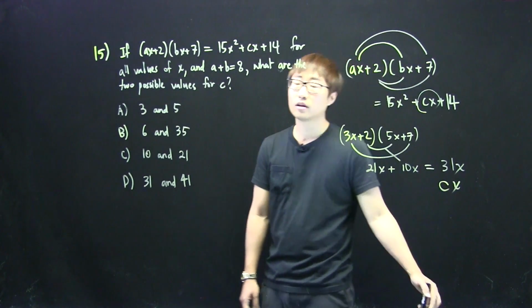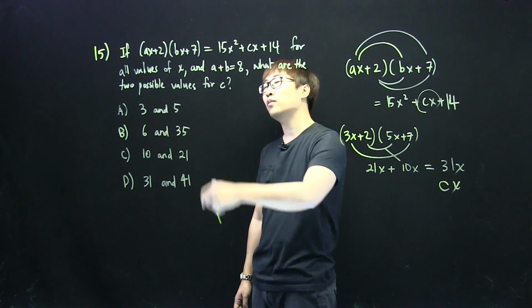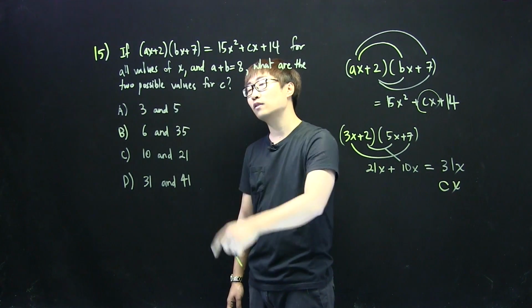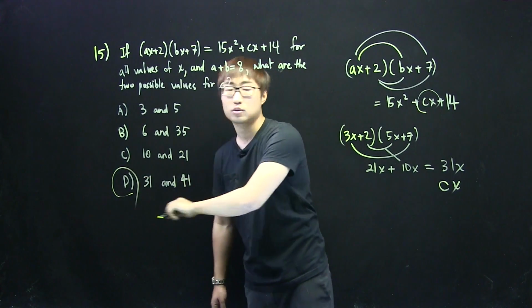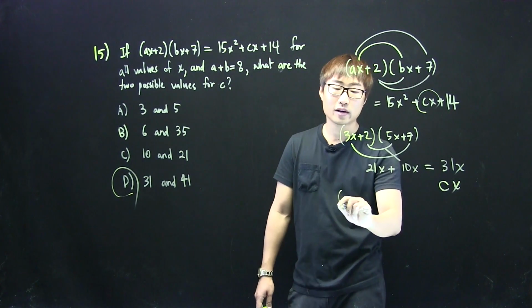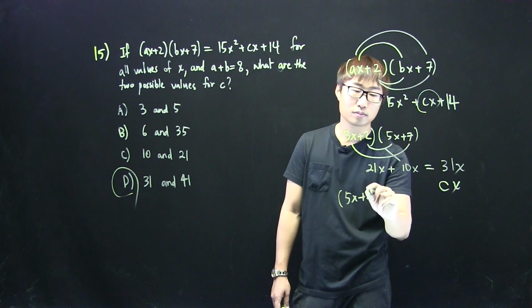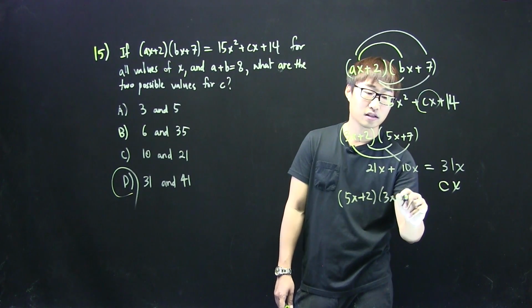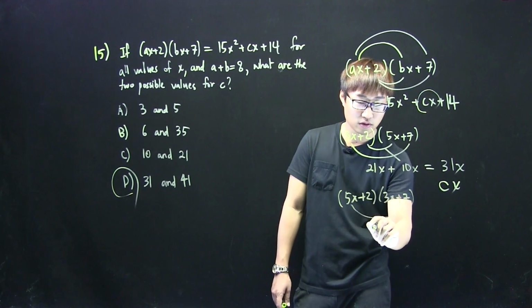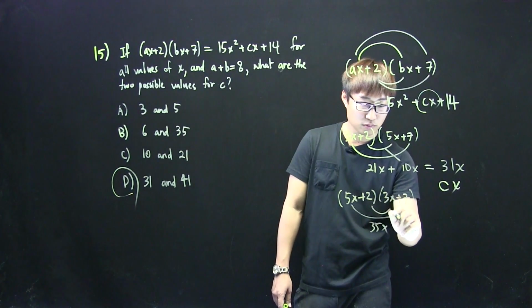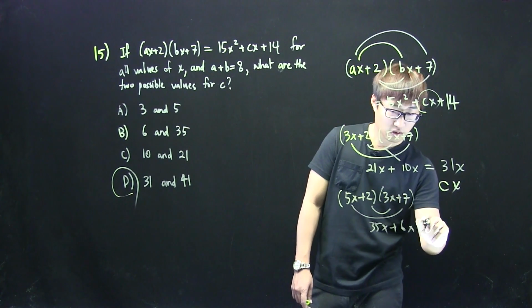That's one possible value. Let's go ahead and see. That doesn't have 31. That doesn't have 31. That doesn't have 31. That has 31. My answer choice. Once again, I can go ahead and test the other one, right? I can make it 5x plus 2 and 3x plus 7, because it could be vice versa. And that will be 35x over there, and that will be 6x over there. So you add them, you get 41x.